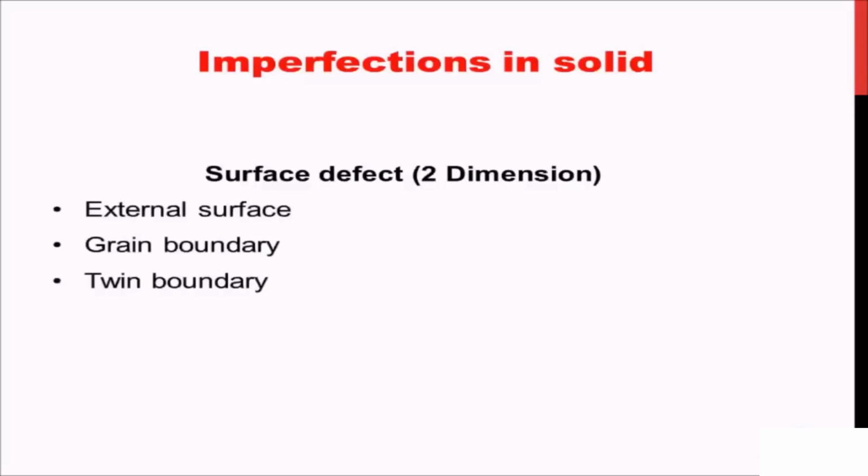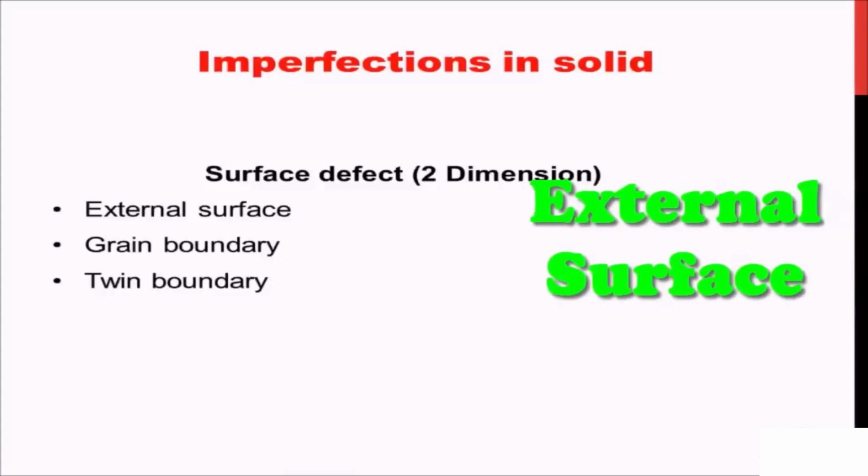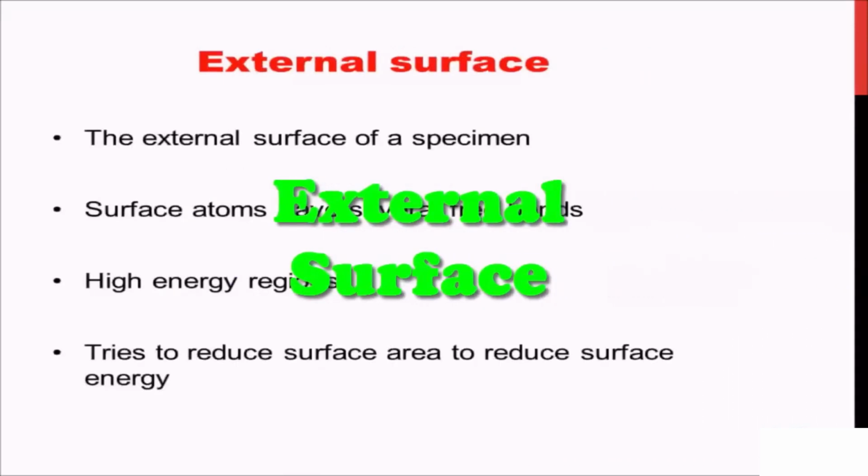It can be an external surface, the ending of the specimen, right? Any specimen will end somewhere abruptly, so it has an external surface. Then there will be grain boundaries. I have already discussed grain boundaries in previous lectures, but I'll discuss them in further detail today. And then we have something known as a twin boundary. It's a special case of grain boundary. So let's start our discussion with the external surface.